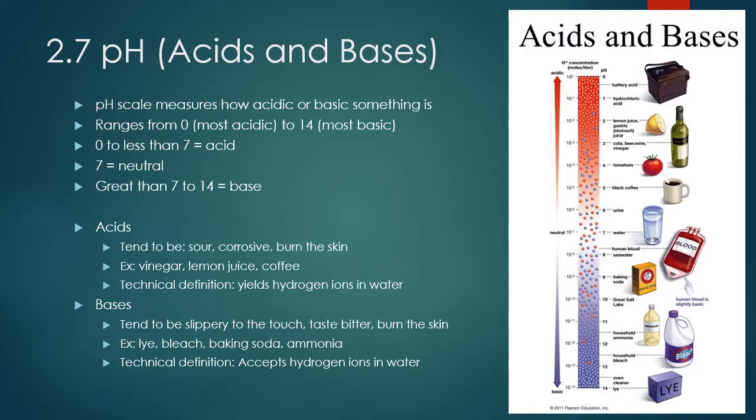So some other examples of acids are vinegar, lemon juice, coffee, tomatoes. Soda is also very acidic. Here at the most acidic end, we have battery acid, still pretty acidic is your lemon juice and your stomach acid. Then we have soda, still pretty acidic. Tomatoes getting less acidic, and black coffee less acidic, and then urine, not very acidic, but just a tiny bit acidic.